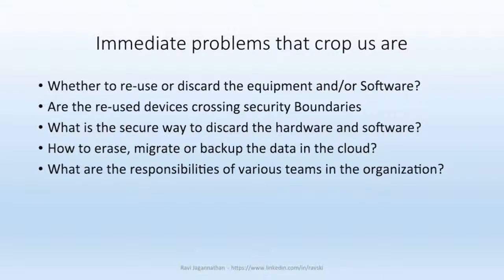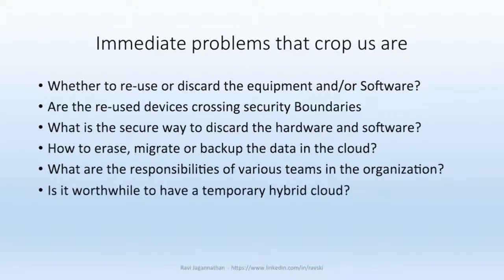So these issues are more real than what we think. And another question to consider while dismantling a cloud to go to a newer cloud like OpenStack is: is it worthwhile to have a temporary hybrid cloud, where we move certain critical functions and critical data to the hybrid cloud, and then we shut down part of our internal cloud, rebuild it on OpenStack, and as it becomes stable, move the data from the hybrid cloud to the OpenStack cloud.